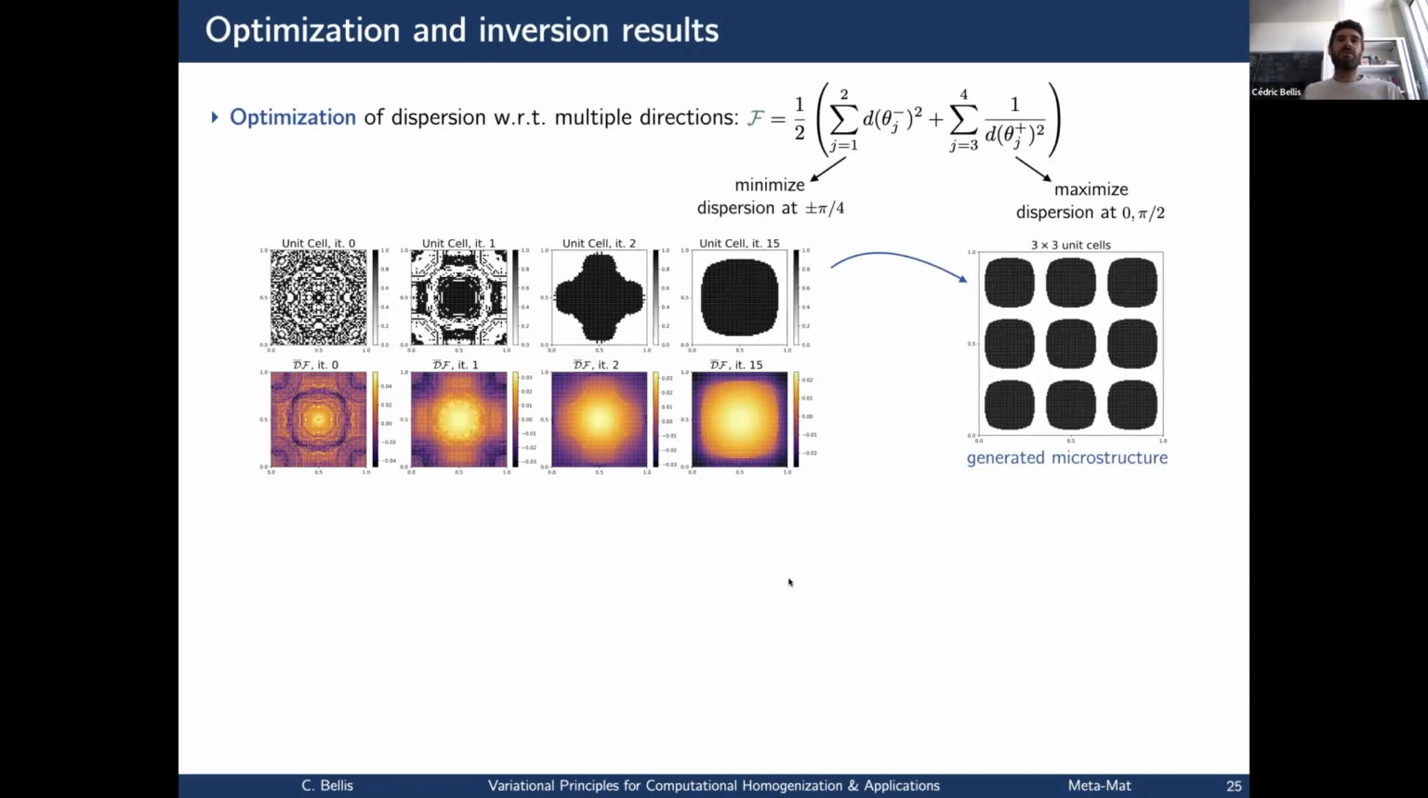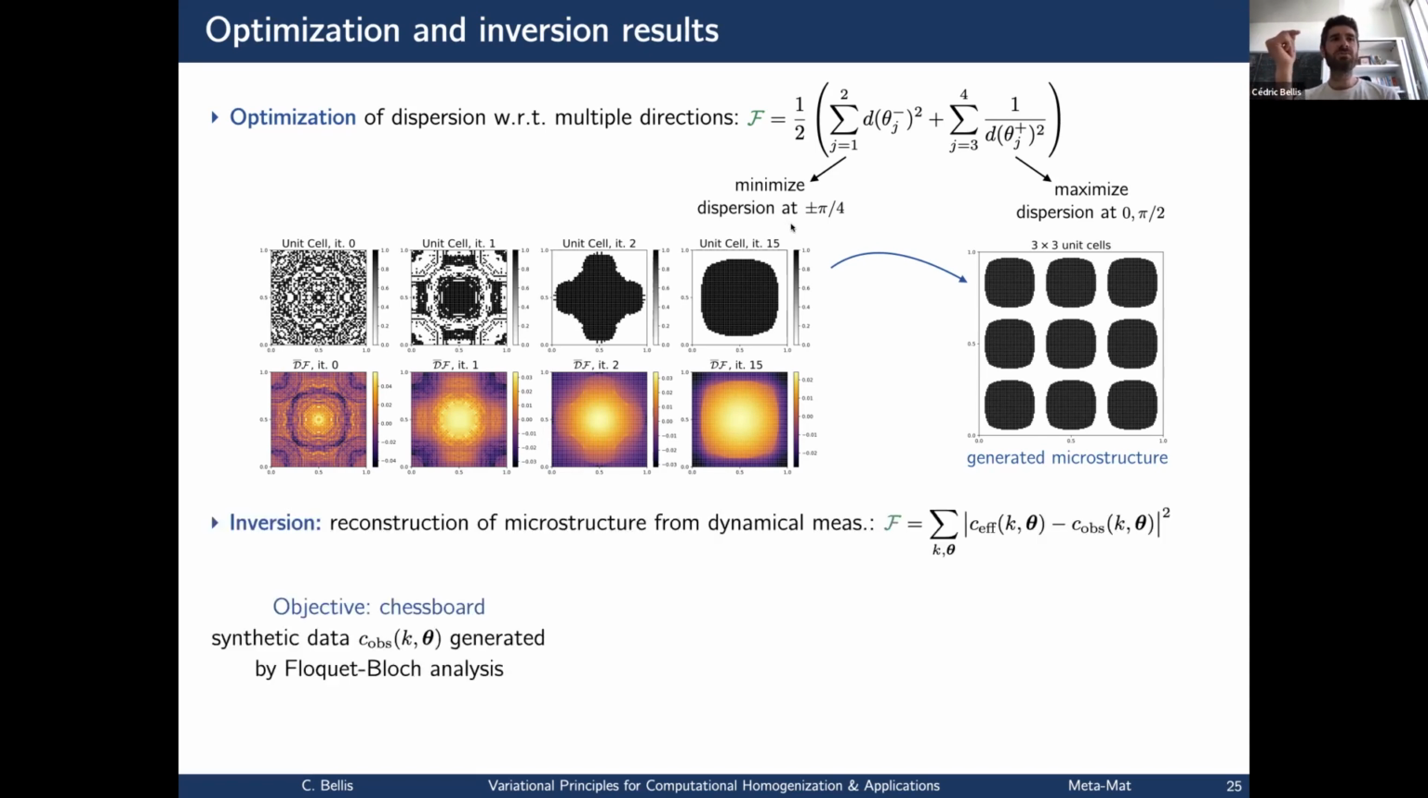All right, so now that we have this method, we can play with it. So let's consider a slightly more complicated example where you would try to minimize the dispersion at plus or minus pi/4 and maximize it at 0 or pi/2. We start from a random microstructure with a symmetry constraint. And after a number of iterations, we end up with this microstructure that optimizes the cost functional considered. Okay, so we have a tool, and now we can play with it to solve various optimization problems.